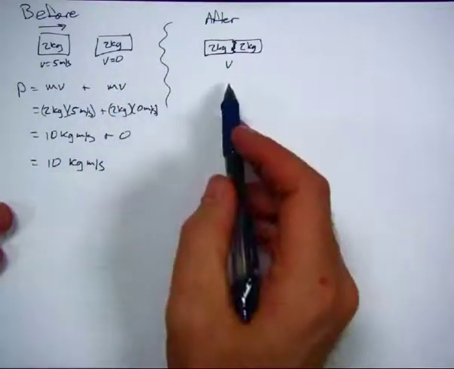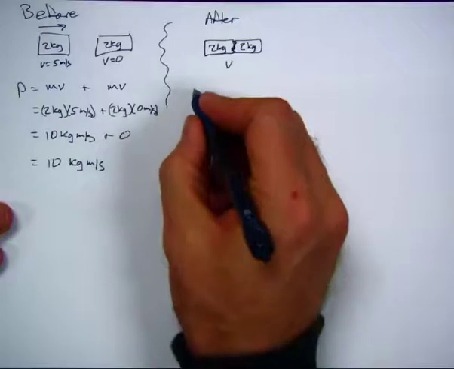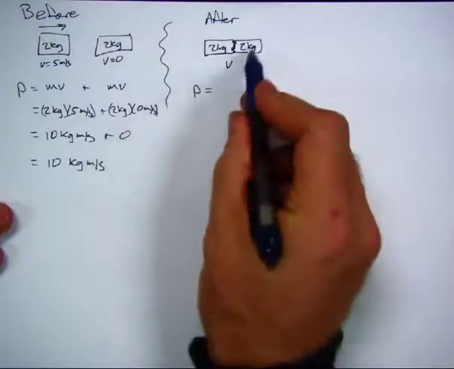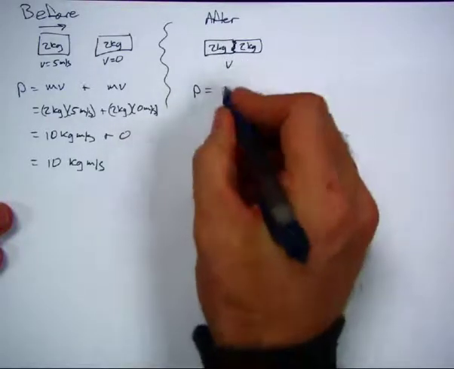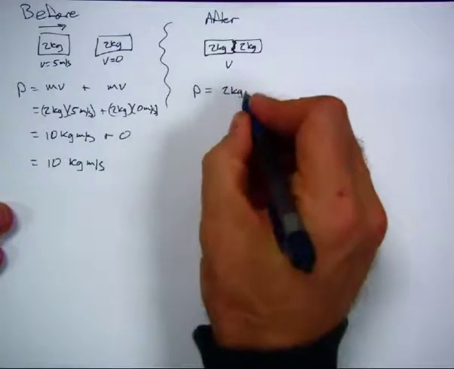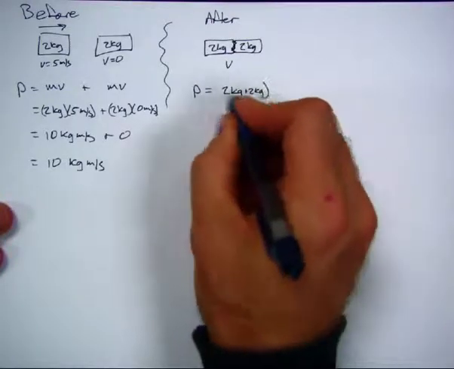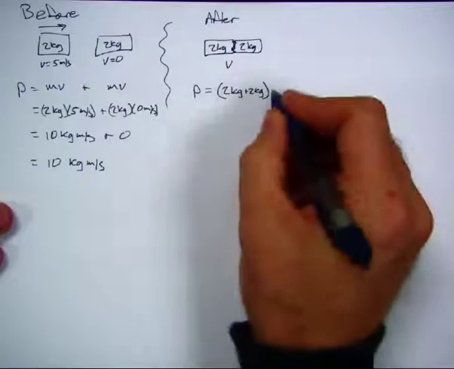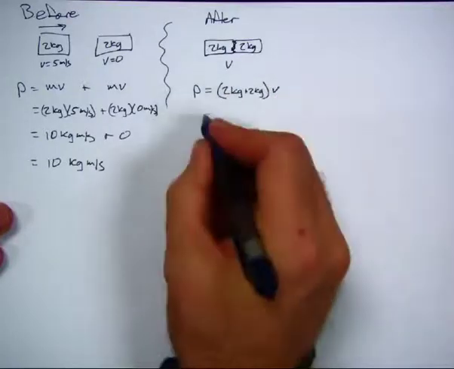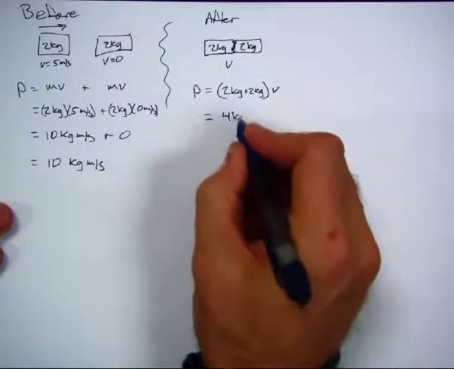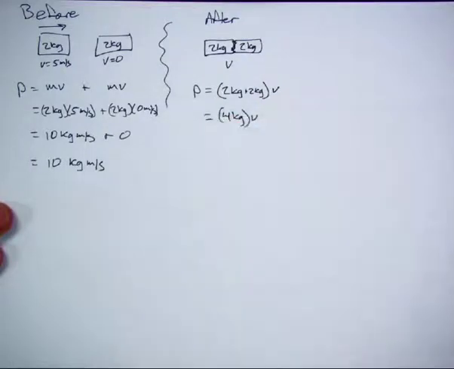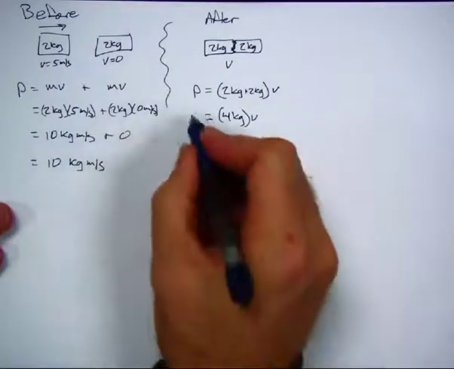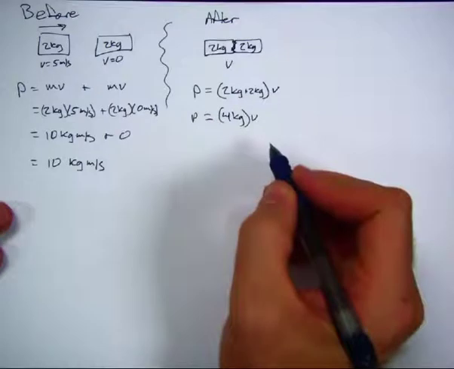Let's do the same thing over here after the collision. After the collision, the two cars are combined together now, so it's 2 kilograms plus 2 kilograms. That's my total mass times my velocity, but I don't know my velocity. So the momentum is going to be 4 kilograms times the velocity. And that's the best I can do. I don't know the velocity, so I can't do anything else.